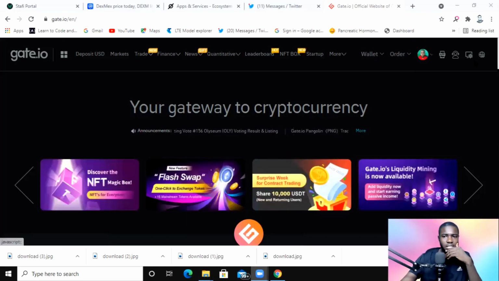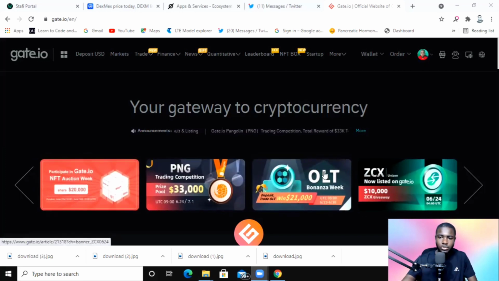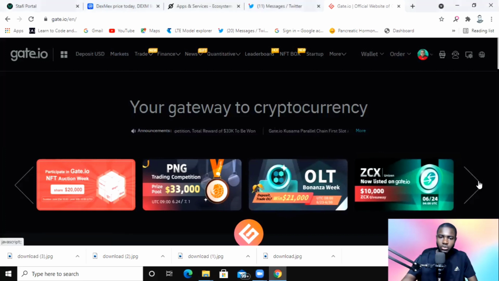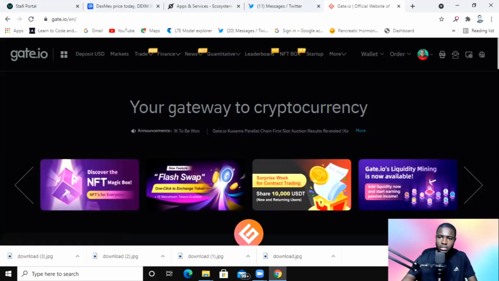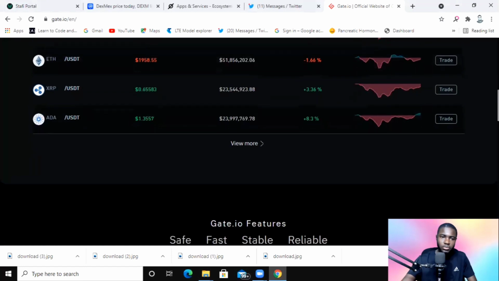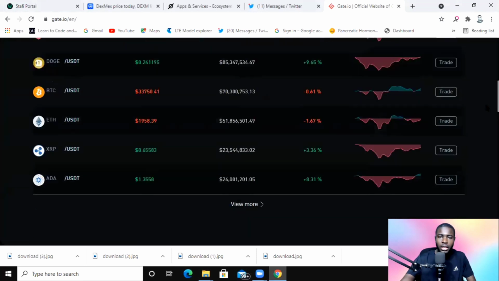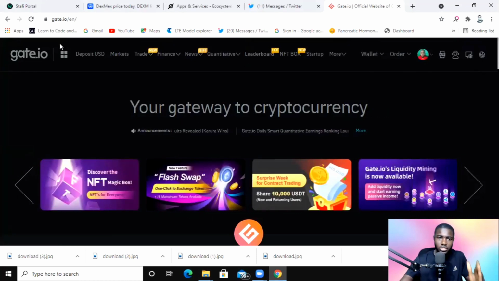So this is basically the Gate exchange, right? When you open the exchange, you can see the latest news that has to do with the Gate Exchange right here on top of the website. You can also click here to see other news like the NFT Magic Box, right? So there are a whole lot of news, and you can decide for yourself. The top trading cryptocurrencies are being listed here, and you can check that out. But this video is about futures, so I'm just going to be going straight into futures.